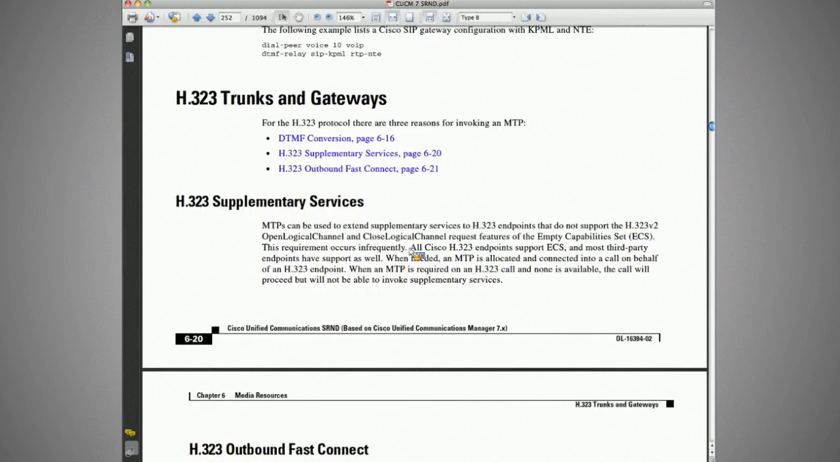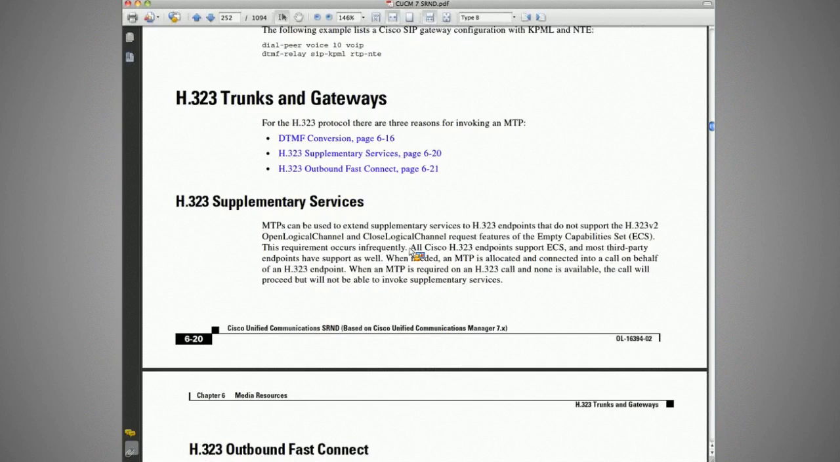We will invoke an MTP so that we can provide H245 capabilities over the other side, being the ECS. CME speaks that with the CCM compatible command. We'll take a look at that later, but the important point being that we need a media termination point if we want to provide services to something that cannot essentially redirect that transfer.